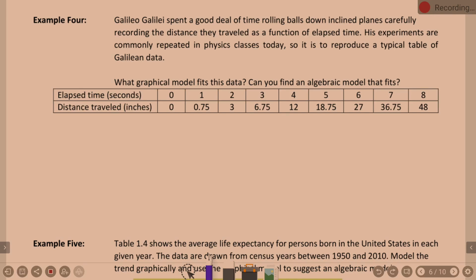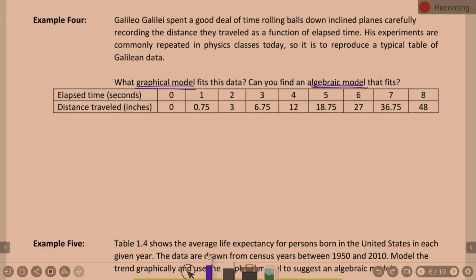One question is what graphical model fits the data, and then we're going to be asked to find an algebraic model. In other words, we're going to be asked to write an equation for this. We can't just jump into writing an equation because do we know what these points are doing? Do we know the relationship between them? No, we need to look at these.